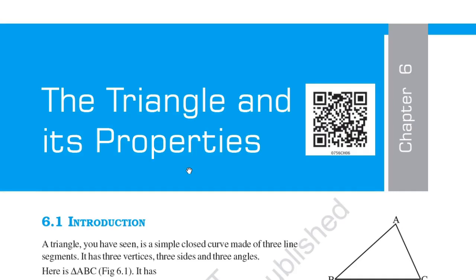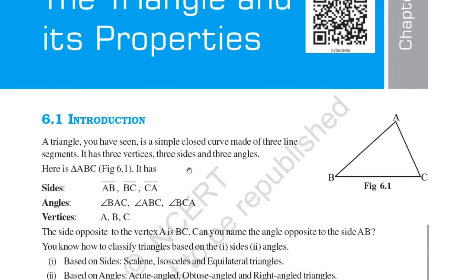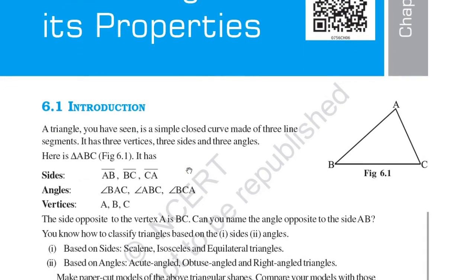Welcome back everyone. Today we are going to start chapter 6, that is the triangle and its properties. So 6.1 introduction. A triangle, you have seen, is a simple closed curve made of three line segments. It has three vertices, three sides and three angles.